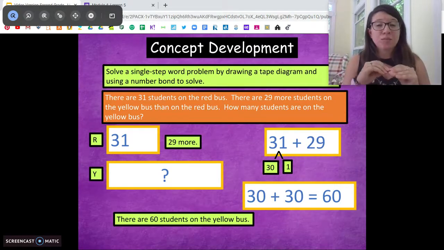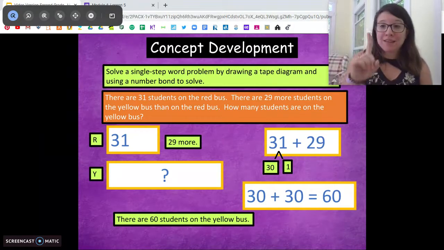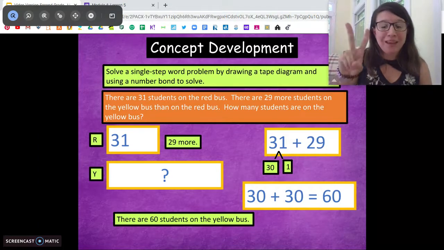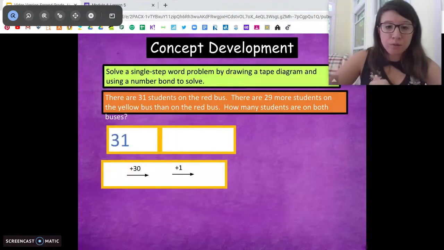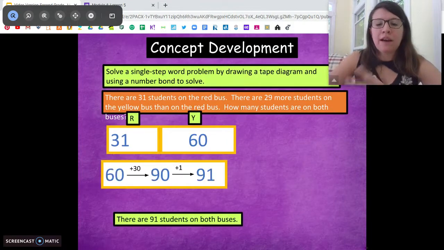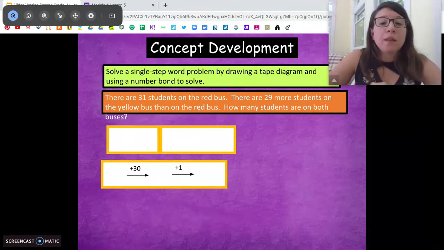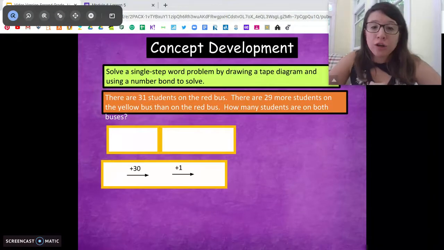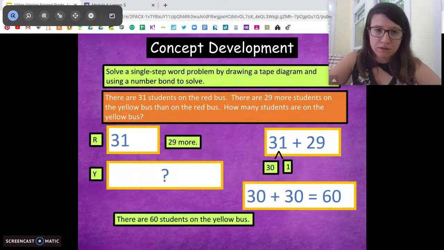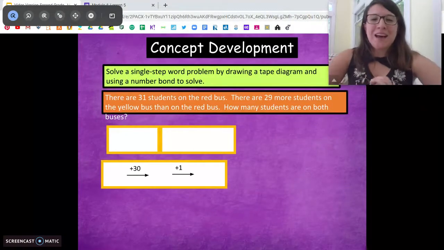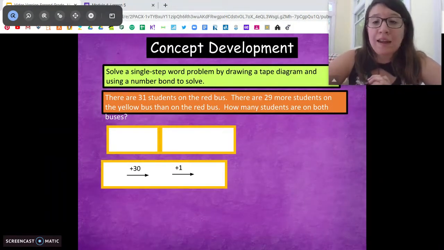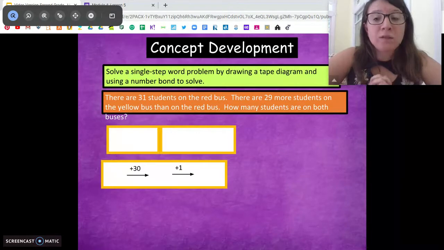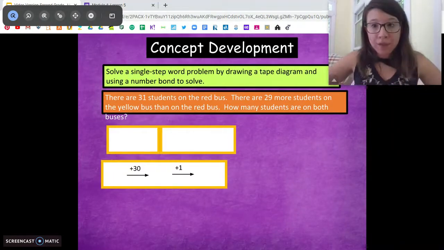Now, we're going to take this problem to the next level. This is a one-step problem. We're going to make it a two-step problem. Here we go. So, this is showing you the arrow way. Okay, so there are 31 students on the red bus. There are 29 more students on the yellow bus than the red bus. How many students are on both buses?